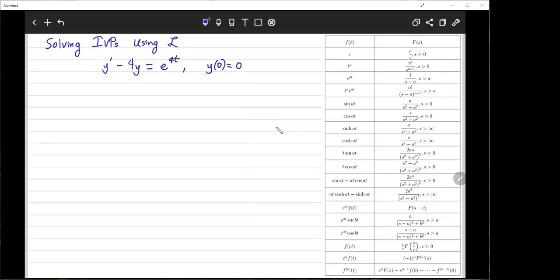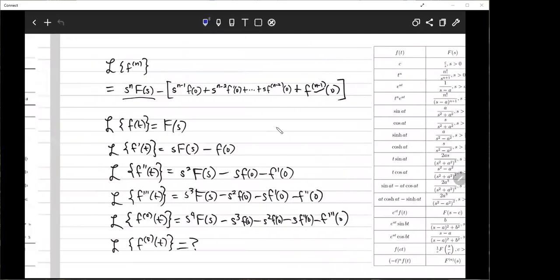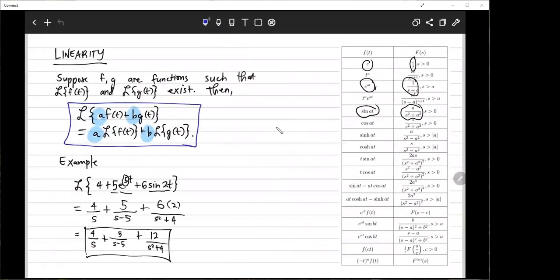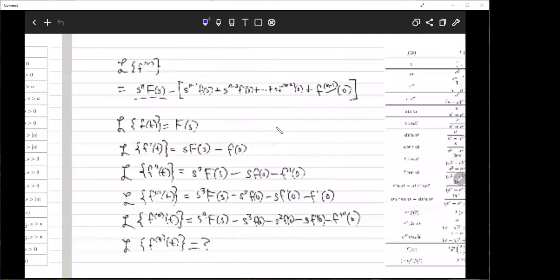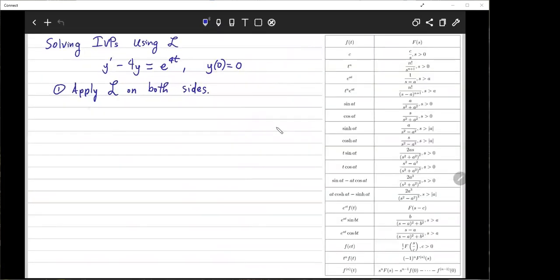So unang step for solving this equation is to apply the Laplace transform on both sides. Now, since linear, so sabi natin last lecture, linear ang Laplace transform, pwede natin kunan ng Laplace transform yung equation natin term by term. Okay, so let's do that.